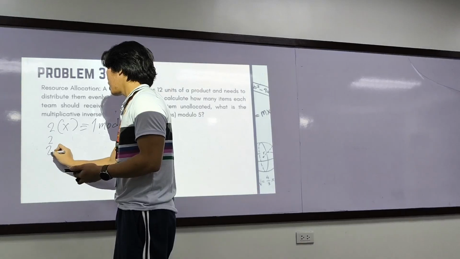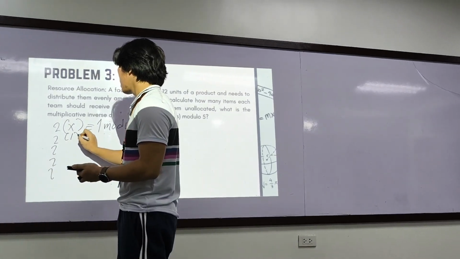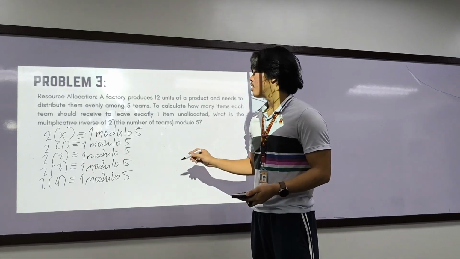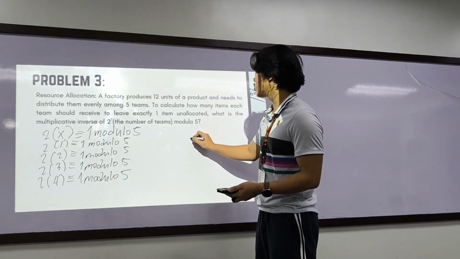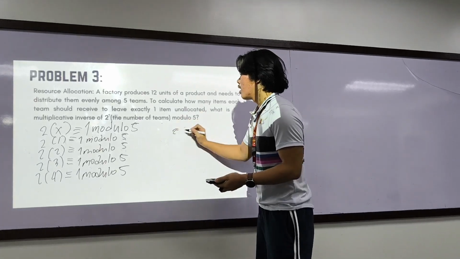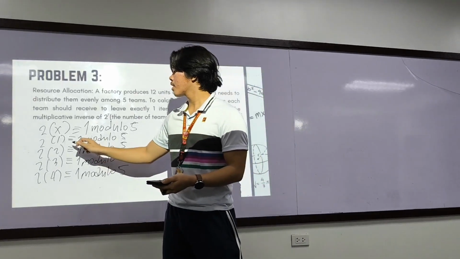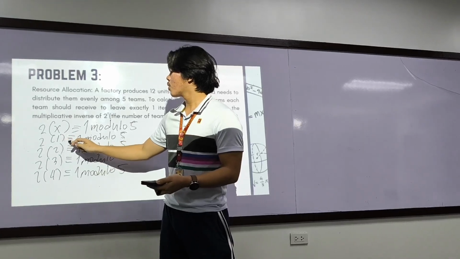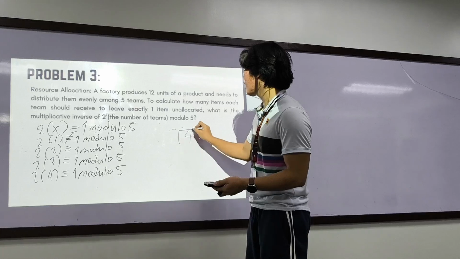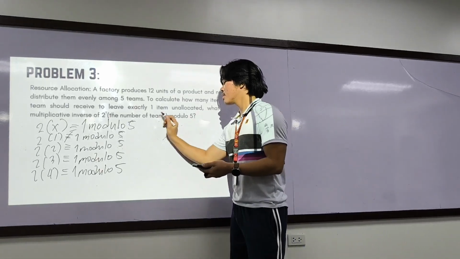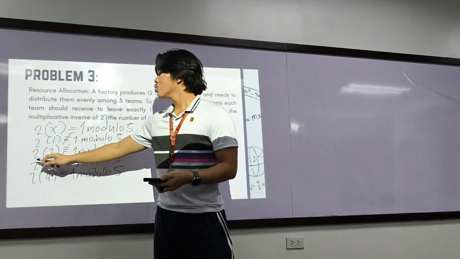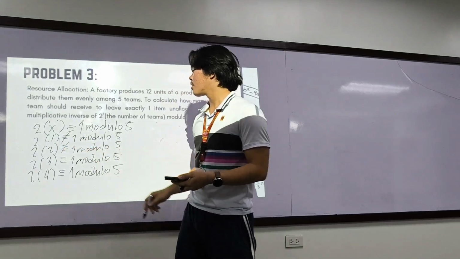So let's find the value of x. The first number we will multiply is 1. So 2 times 1 is equal to 2, divided by 5. Still we will not get the remainder 1. Let's proceed to the other number, because 2 times 1 is not congruent to 1 modulo 5. So 2 times 2 is 4, divided by 5. Still, we will not get the remainder 1. So 2 times 2 is not congruent to 1 modulo 5.